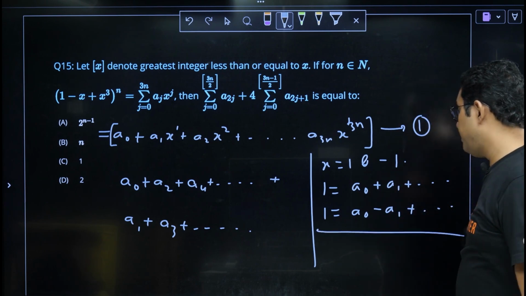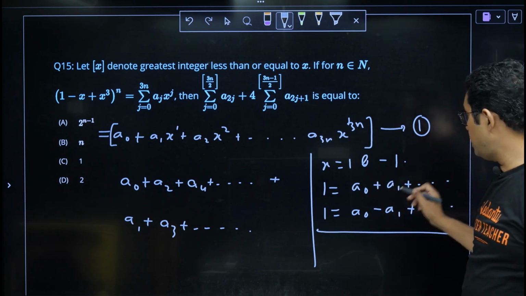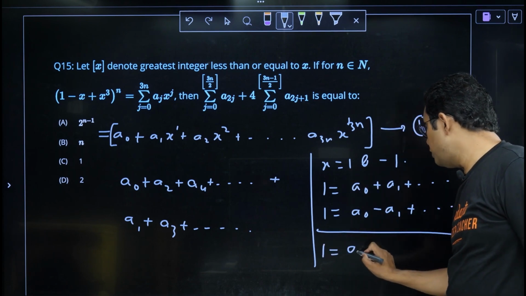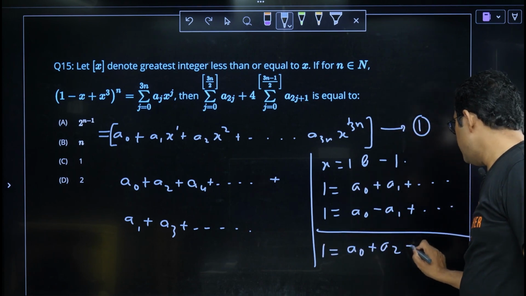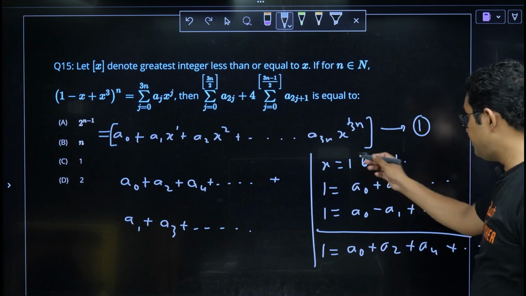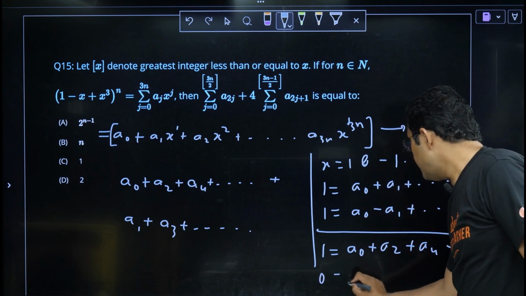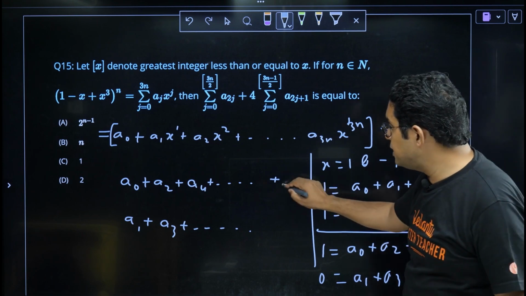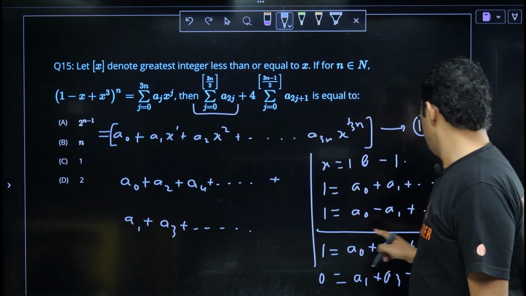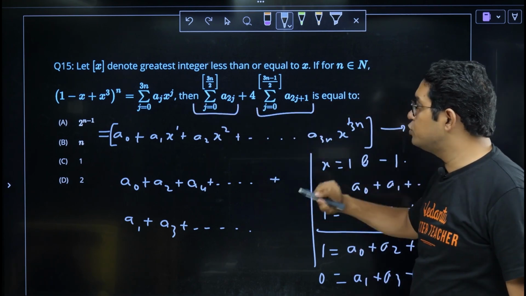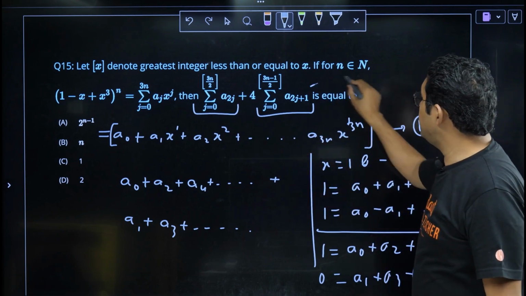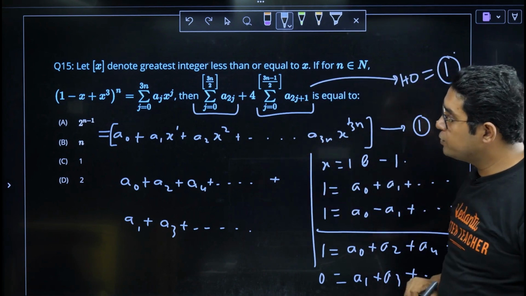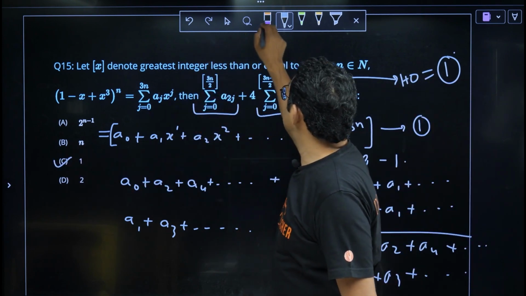Now if you add them, 2 times a0 plus 2 times a2 and so on will give you 2. So this gives you 1 is equal to a0 plus a2 and so on. Whereas if you subtract, you will get 0, and that will be equal to a1 plus a3 and so on. So you can see my first series is equal to 1, but the other series is equal to 0. This is 1, this is 0. So the answer here would be 1 plus 0, so the answer will be 1. Okay, so C should be the answer of this question.